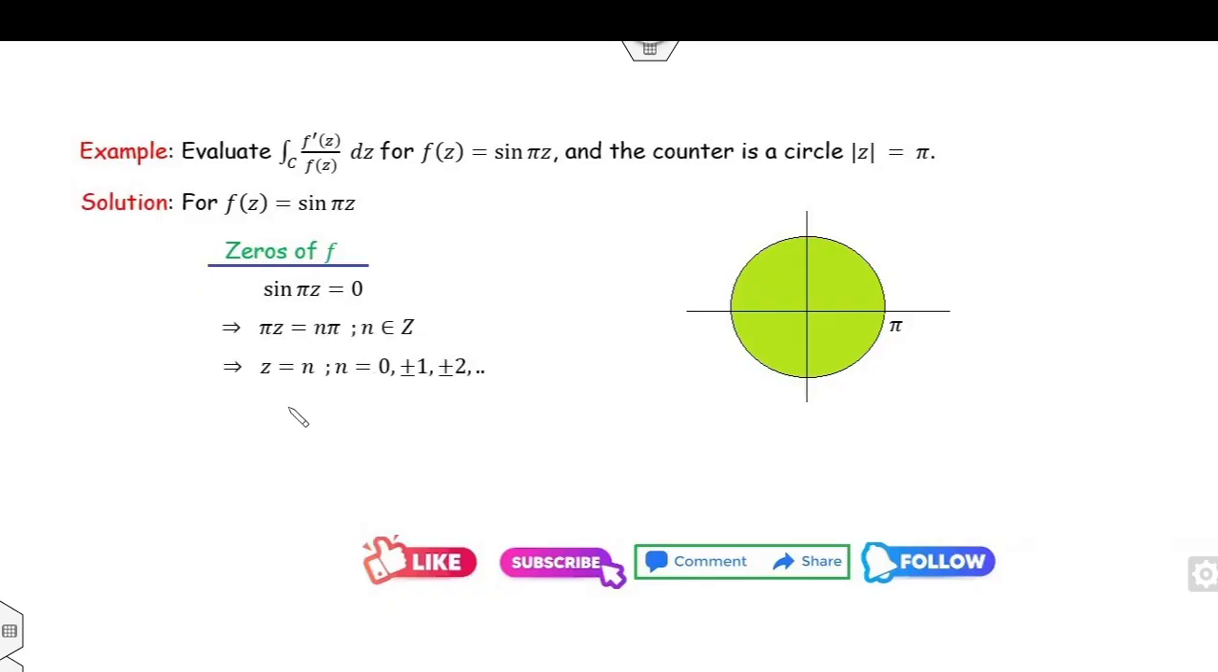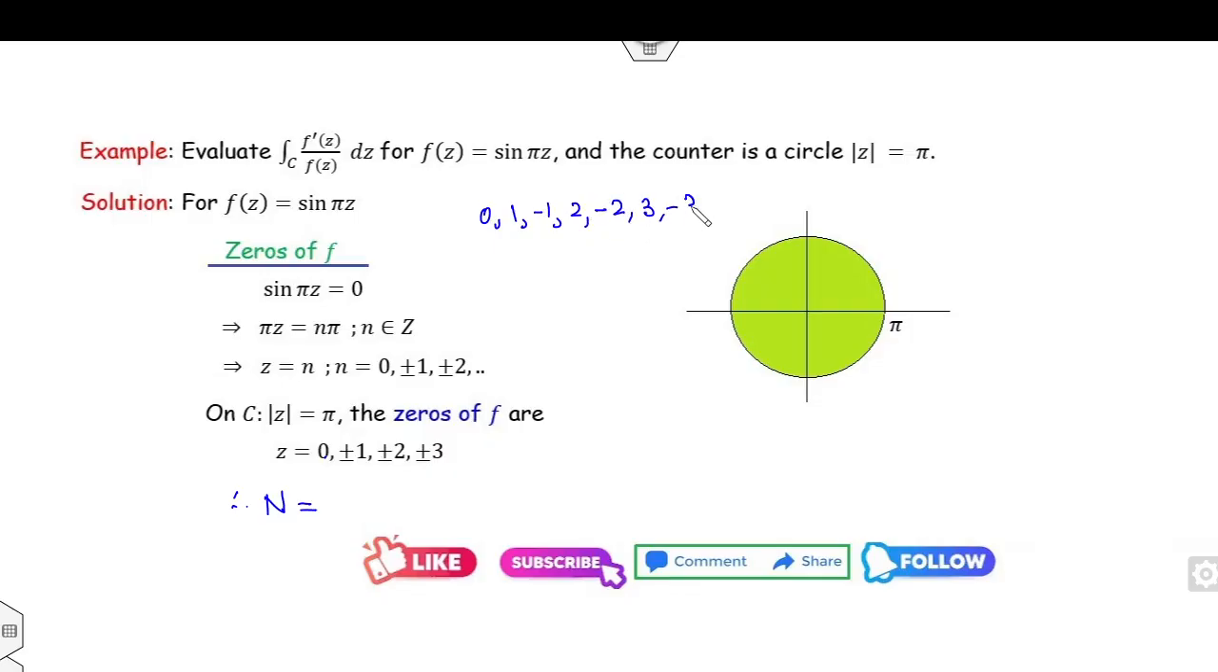Fine. Now clearly, n is equal to 0, plus or minus 1, plus or minus 2, and so on. This value is 3.14. So clearly, the values 0, plus or minus 1, plus or minus 2, plus or minus 3 all lie inside the circle C. Can you calculate the number of zeros? So the values are 0, 1, minus 1, 2, minus 2, 3, minus 3. So n is 7.